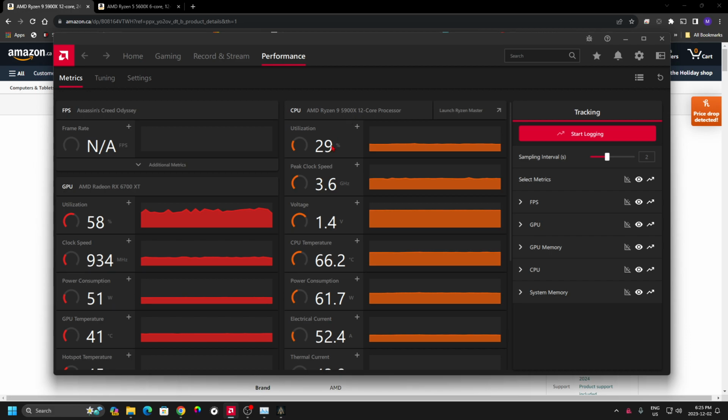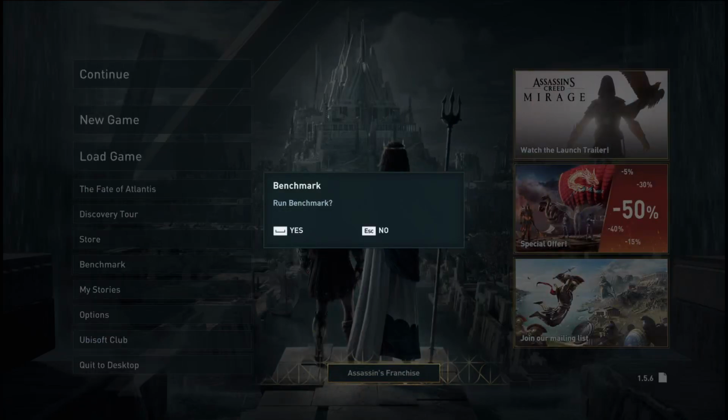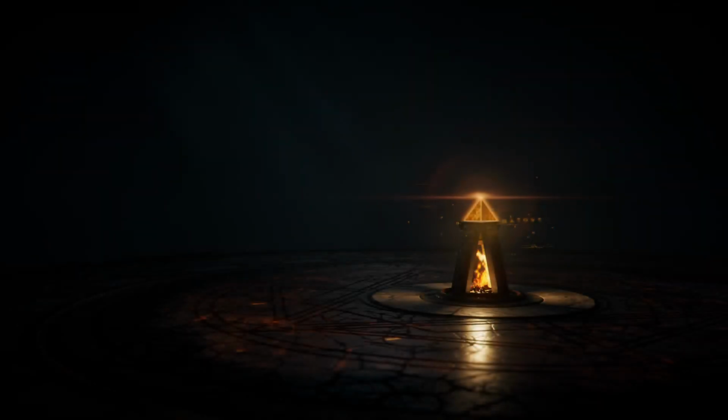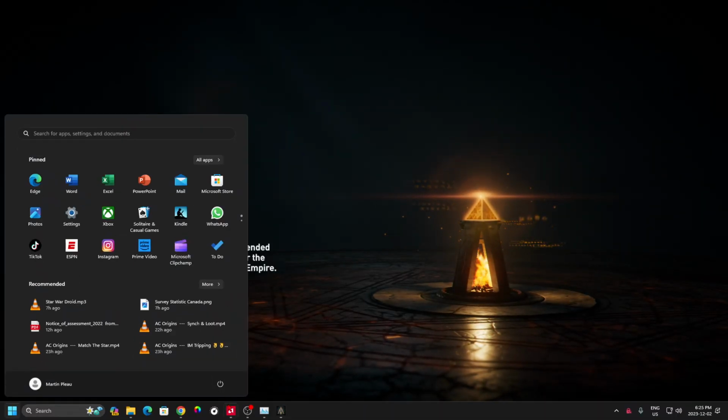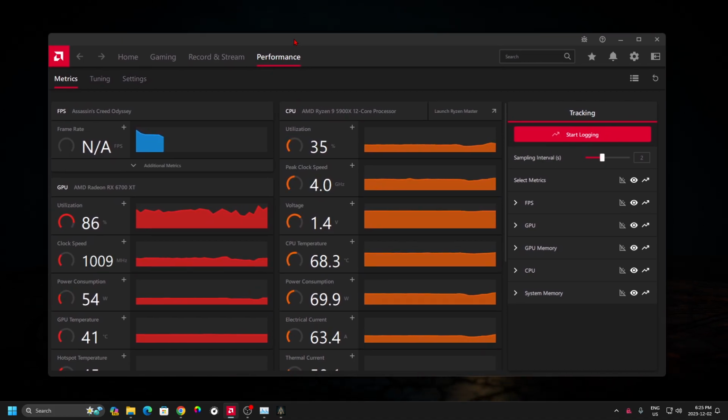So look, we're going to do a little example here, and you guys are going to understand what I'm talking about. Assassin's Creed Odyssey, we're going to run the benchmark. I'm going to click yes, and let's monitor the whole thing. In the background that is going to run. Right now it's loading, and over here I reach maybe 60, 65%.